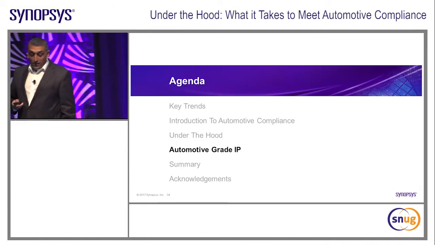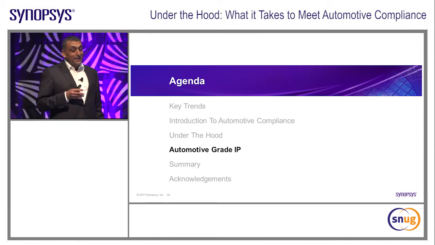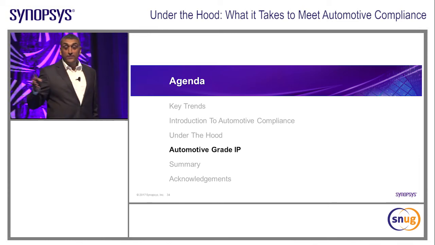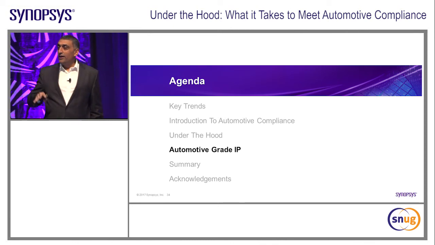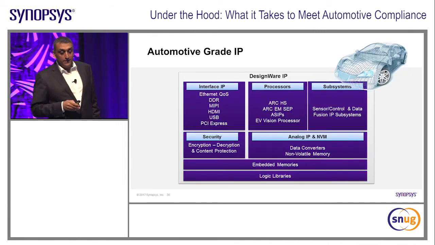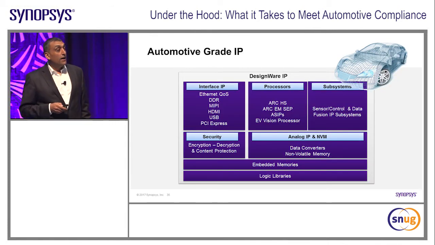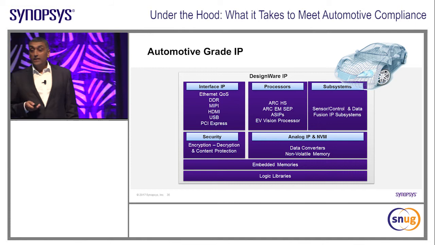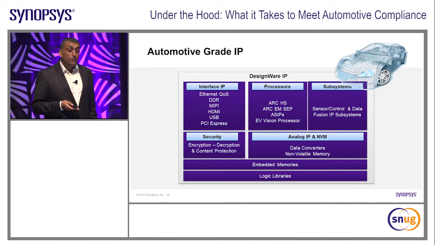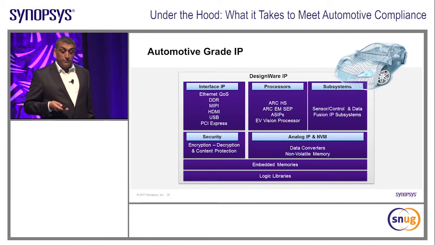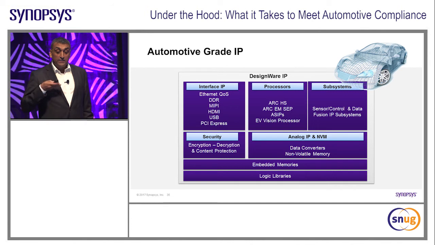Okay, so all the heavy stuff is over. What I'm going to show you now is a bunch of IP that we've developed to support automotive grade. And as I'm going through that, I'm going to give you some design information about how we got there, okay? So now we have a big set of IP blocks that support basically almost all functions that are needed for infotainment, for ADAS, and even potentially MCU. We categorize them as interface IP, processors, subsystems, security, analog blocks, and some foundation IP.